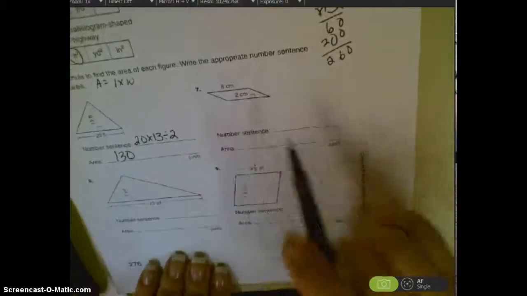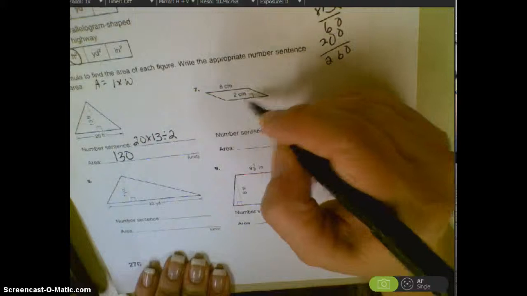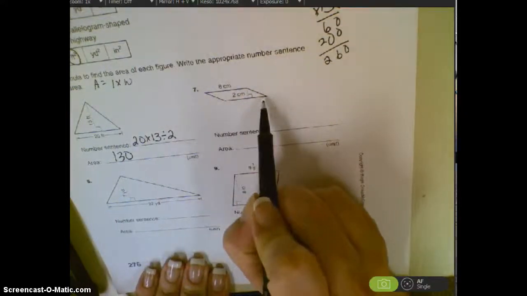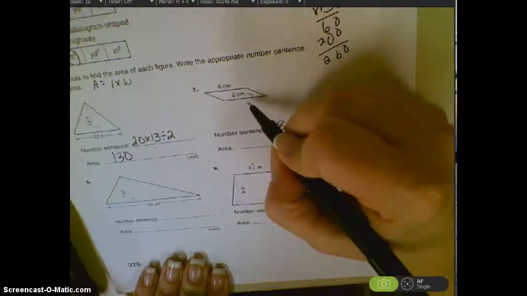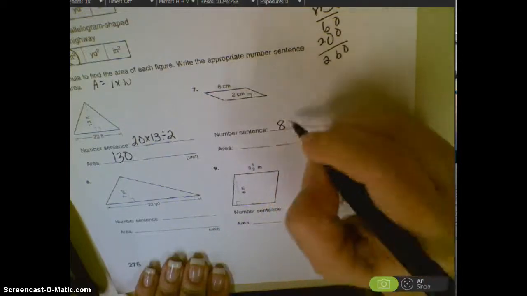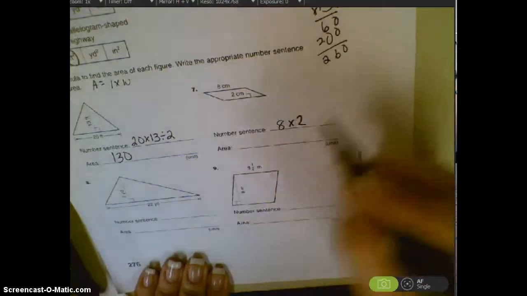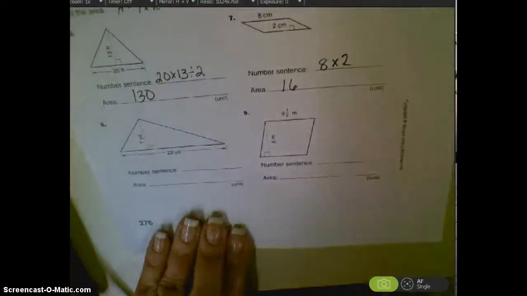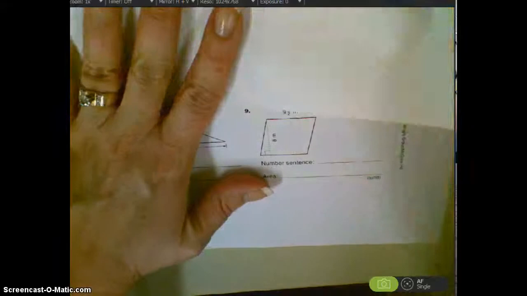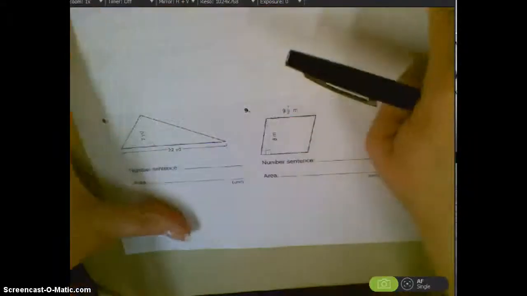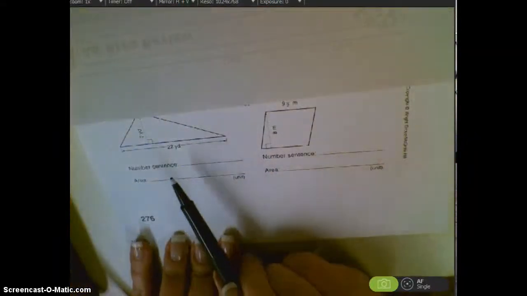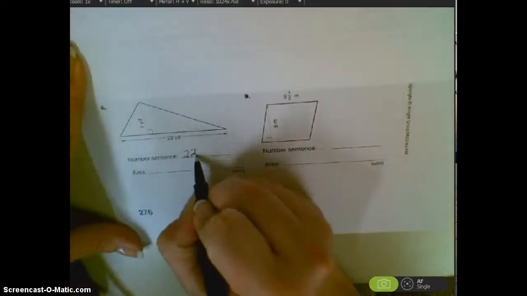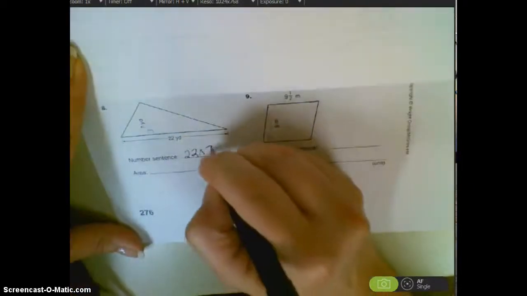And then number sentence for this one, all we need is our base. If this one is 8 up here, then this down here is also 8. And then our height, we want the shortest distance from the base to the top, would be 2. So 8 times 2, and that's going to equal 16. I'm just going to fold this down so I don't lose my spot. Number sentence for this one, we've got a base of 22. We've got a height of 7.